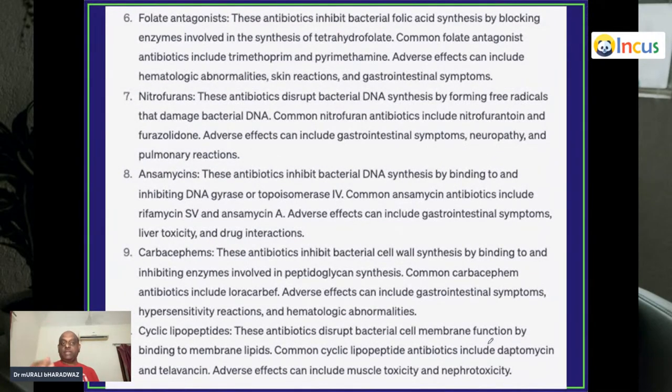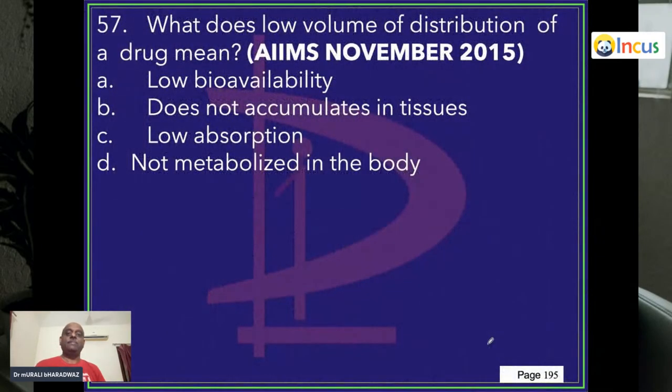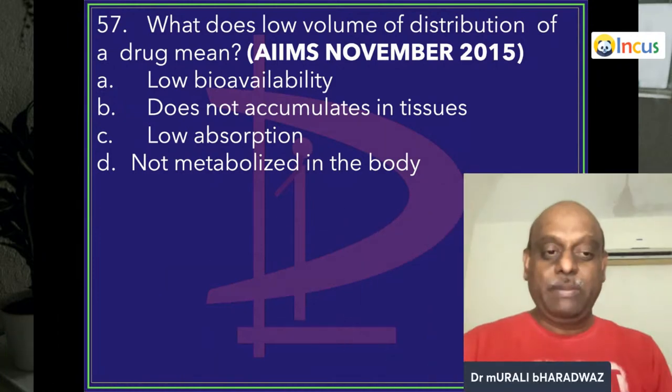So I leave the rest: folate antagonists, nitrofurans, streptogramins, carbapenems, cyclic lipopeptides, etc. What is their mechanism? So what do you mean by low volume of distribution? You need to be very sure.